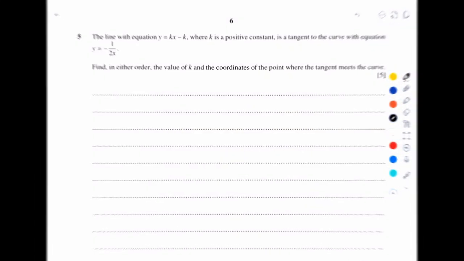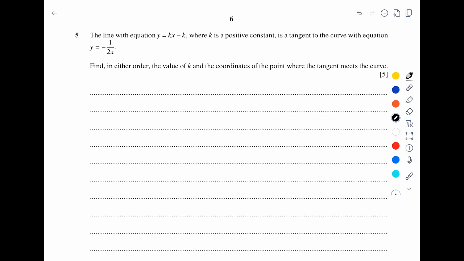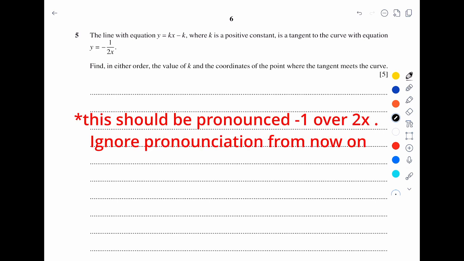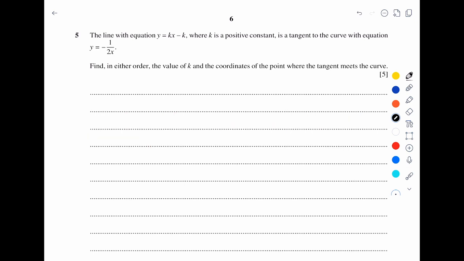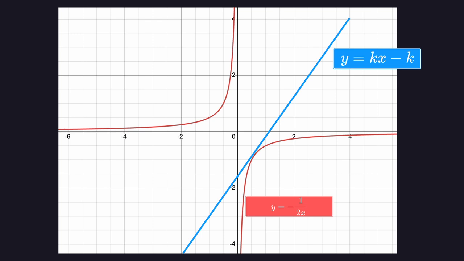Alright guys, so here we're given a line with the equation y is equal to kx minus k, which is a tangent to the curve y is equal to -1/2 x. And the examiner wants us to find k and the coordinates of the point where the tangent meets the curve. Let's start off here by simply finding k, as that's going to make things much simpler for the next bit, as you'll soon see. So kx minus k is a tangent to -1/2 x.